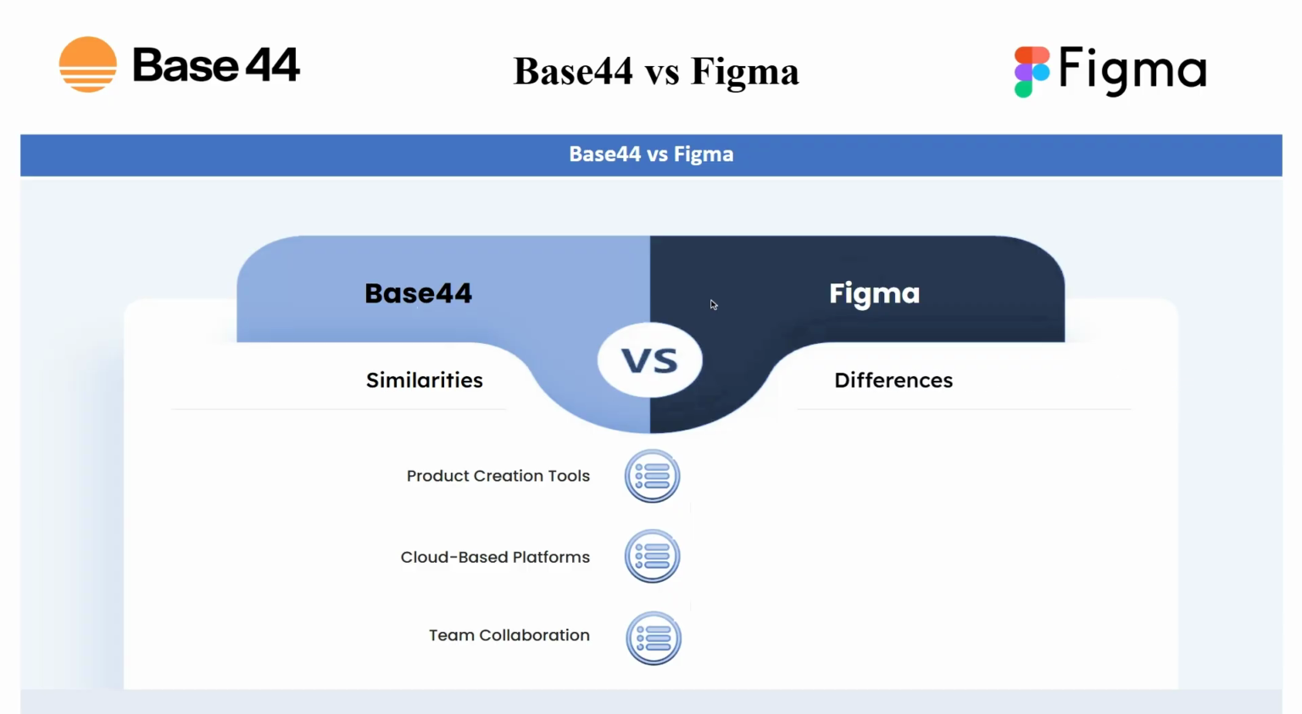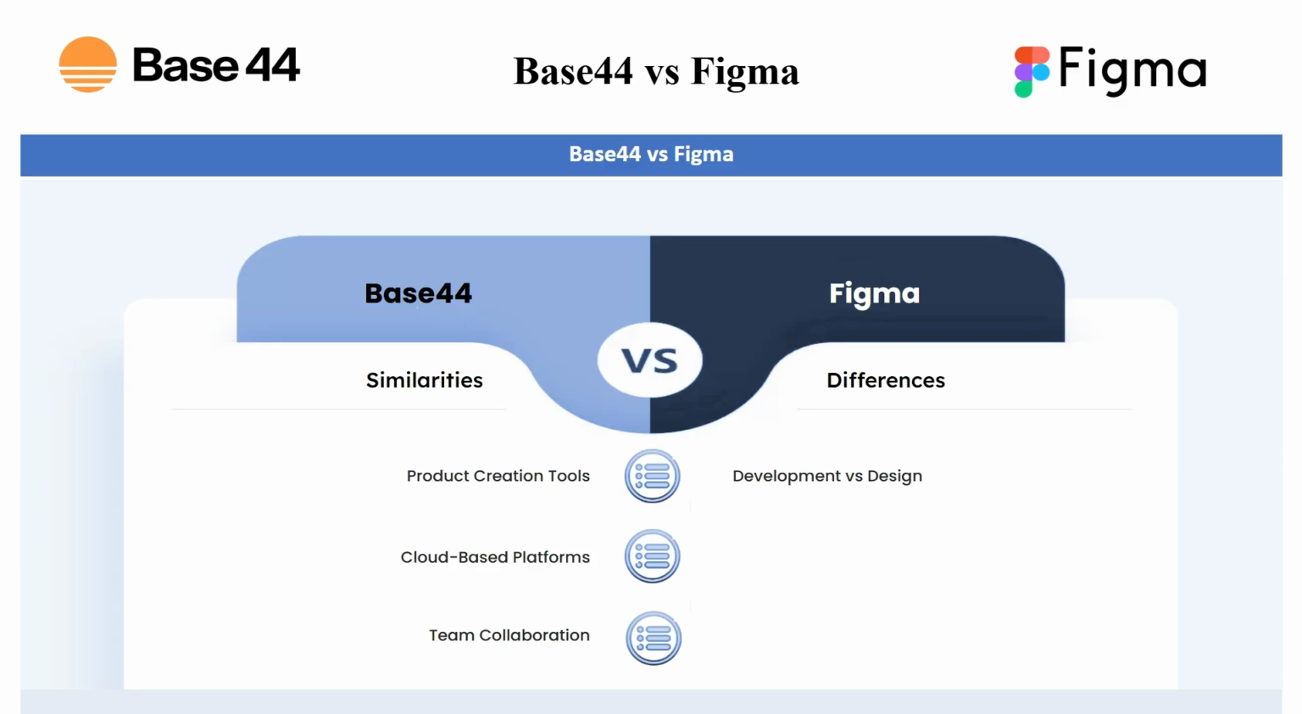Now let's get started with the differences, and the first difference that we have is development versus design. The biggest difference is the core purpose of the platforms. Base44 focuses on backend development, meaning it helps create the system behind an application, things like databases, APIs, and server logic that allows software to function.